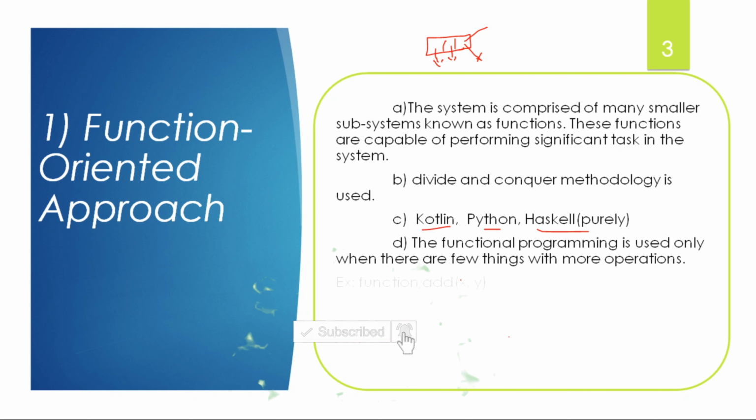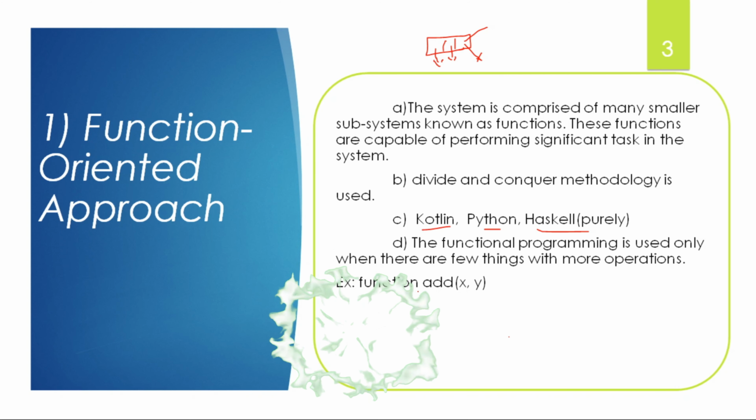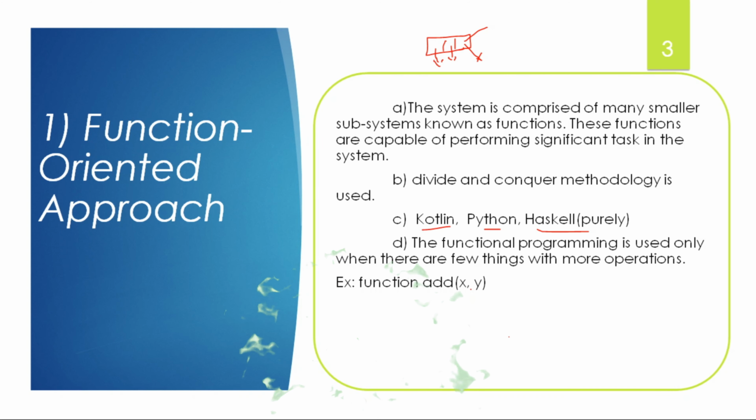Now let us discuss the example. Here we have a function to add x and y. After adding x and y, we will return it to the main system or main program. So this is the function or subsystem, and this subsystem will return its output to the main system. Here in the main system, the output will be printed.